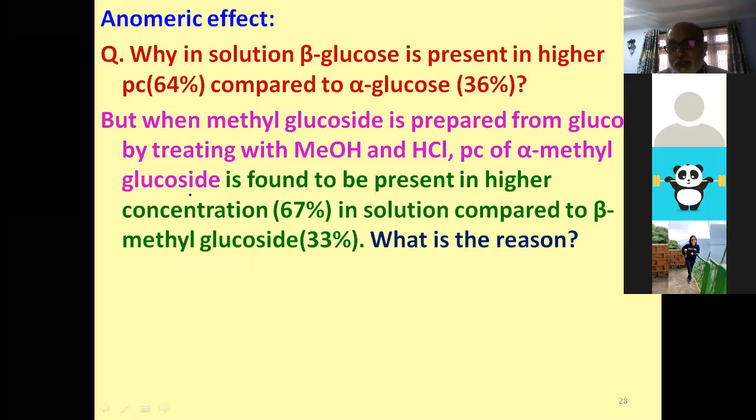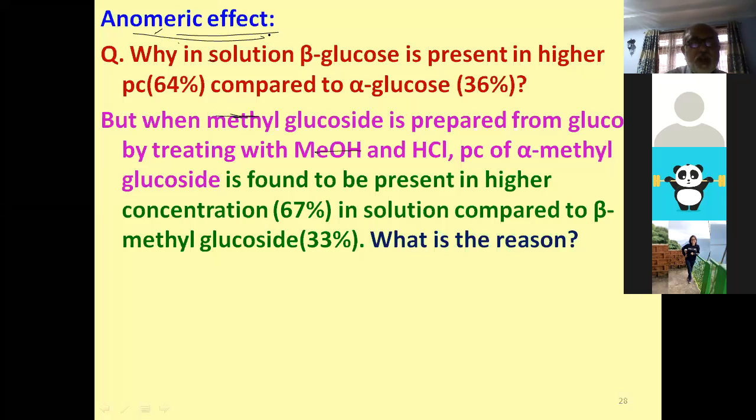What has happened? Now you cannot say that because it is beta, a bulky group will be in the equatorial position. The beta OH group is in equatorial, and the beta O-methyl group is also in the equatorial position. But here that logic does not hold good. You just see the opposite phenomenon. This is because of an effect which is called the anomeric effect. You see on the top written there, anomeric effect.